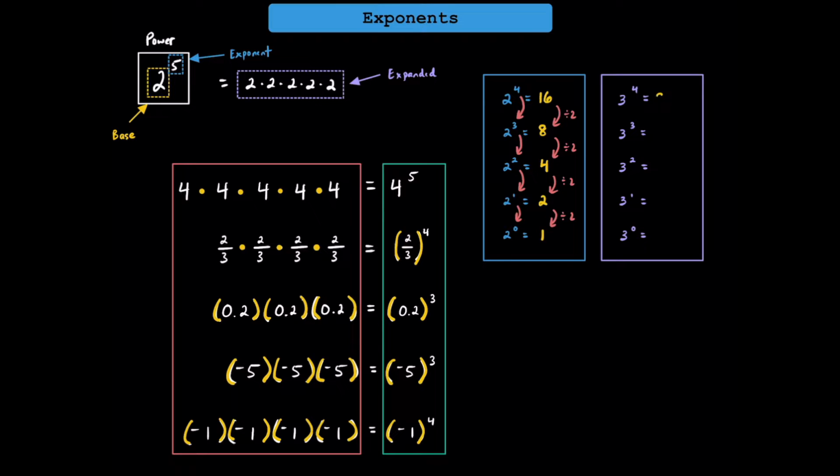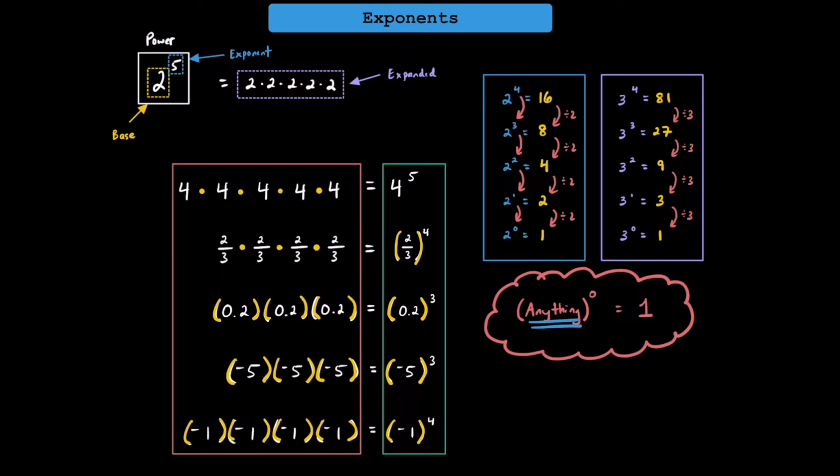3 to the 4th power is 81, 3 to the 3rd power is 27, 3 to the 2nd power, or 3 squared, is going to equal 9, and 3 to the 1st power equals 3, so 3 to the 0th power is just 1. Each time we decrease the exponent by 1, the value of the power became 3 times smaller. To fit the pattern here, this 3 to the 0th power must equal 1. You can try this with any other numbers, and you'll come to the conclusion that anything raised to the 0th power is equal to 1. No matter what this base here is, if the exponent is 0, it'll always equal 1.